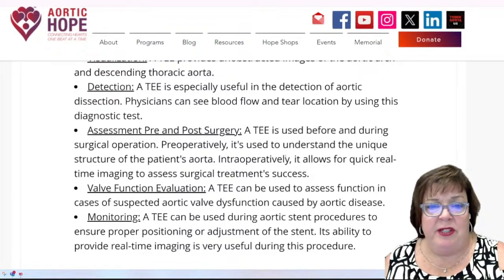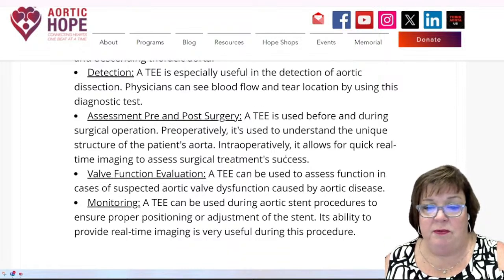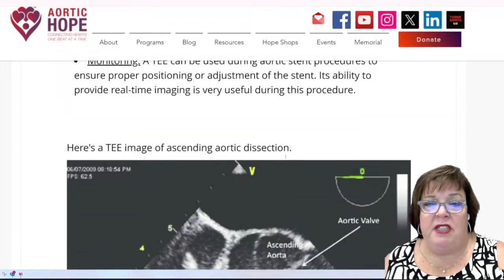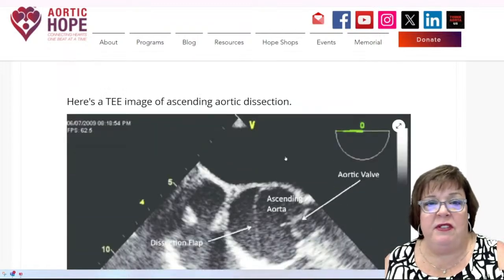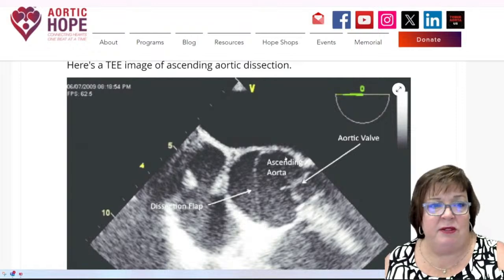Intraoperatively, it allows for quick, real-time imaging to assess surgical treatment's success. Valve function evaluation. A TEE can be used to assess function in cases of suspected aortic valve dysfunction caused by aortic disease. Monitoring. A TEE can be used during aortic stent procedures to ensure proper positioning or adjustment of the stent. Its ability to provide real-time imaging is very useful during this procedure. Here's a TEE image of an ascending aortic dissection.